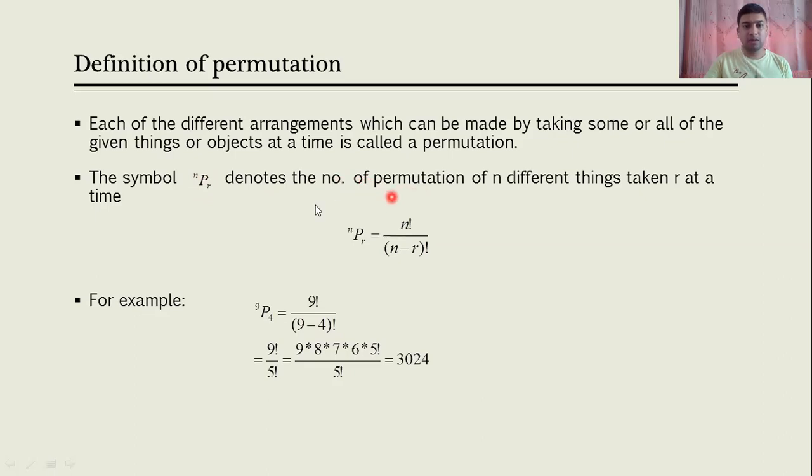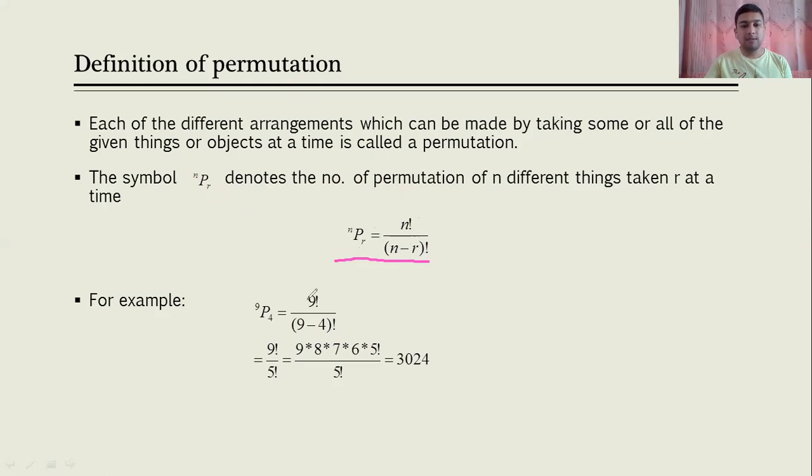So for permutation we denote it with a capital P, and for combination a capital C. Now out of n different things, how many are we selecting? We are selecting r different things, but in order. This formula you have to remember, it is very important: nPr is equal to n factorial upon n minus r factorial.